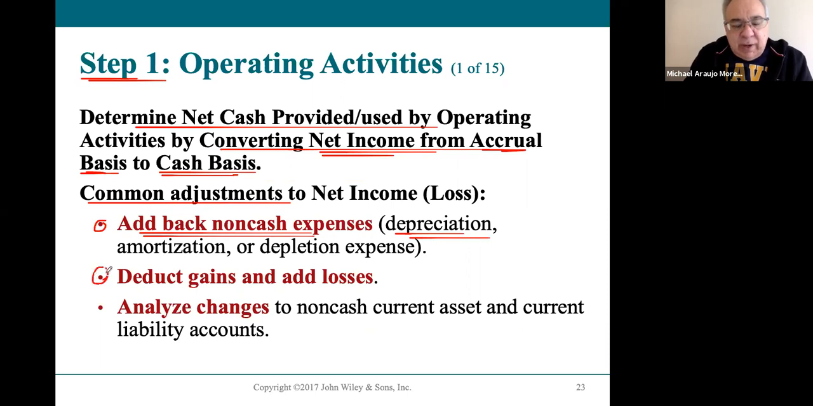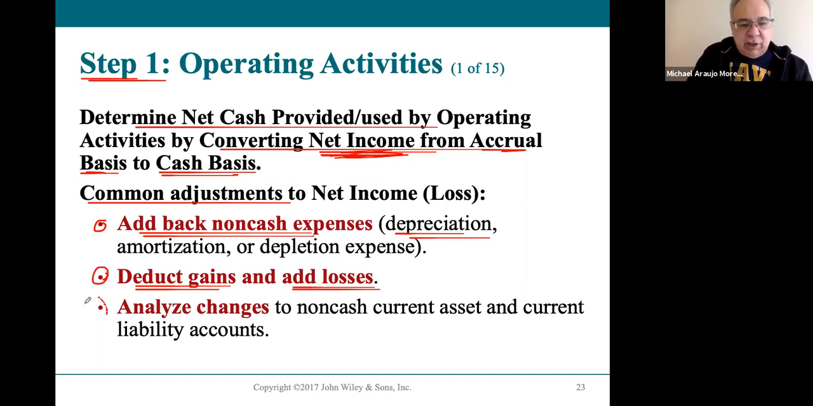The second thing we do is we reverse any gains or losses because gains or losses are part of that net income. Okay. But gains or losses are usually book value gains or losses, not cash. So if we added a gain to get our net income, we deduct it. Or if we subtracted a loss as part of our net income, we add that back. The reason, again, is it's a book gain. It's a book loss. It's not cash.